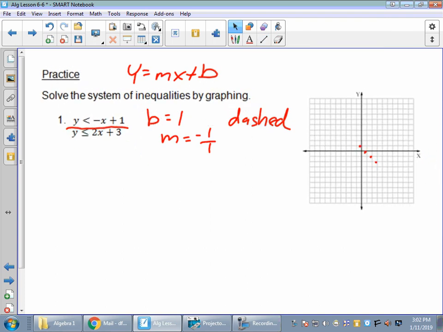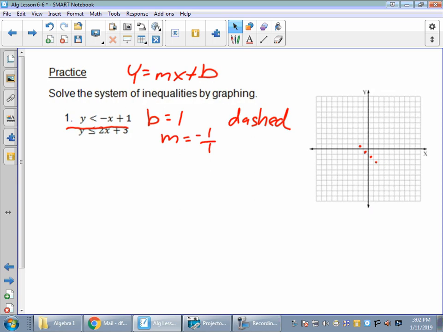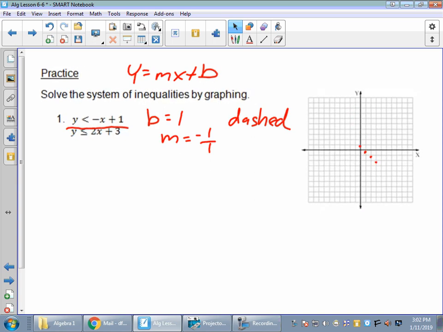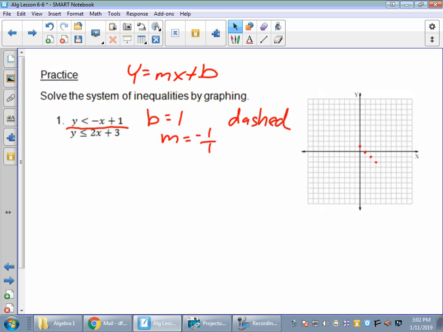Whoa, didn't want to do that. Let's get that back. How did that happen? Anyways, here's our graph, and I made it a dashed line. I don't like that, so let's just draw it in red the best we can. Okay, there we go.